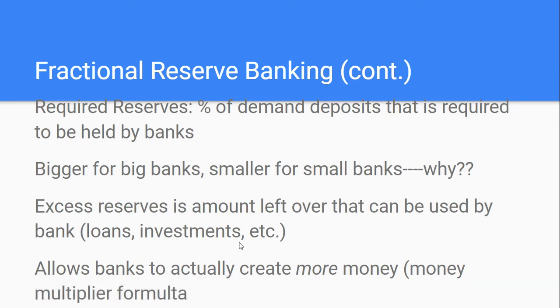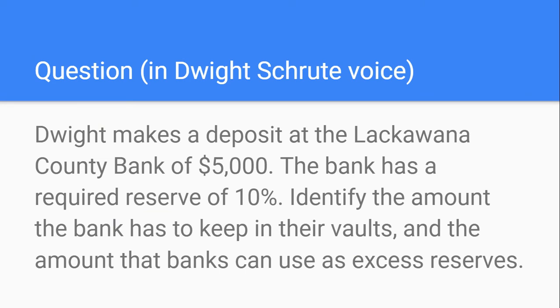We're going to introduce a new formula called the money multiplier. Here's how the money multiplier works. This is another office reference. Dwight makes a deposit in the Lackawanna County Bank of $5,000. The bank has to keep 10% of it.